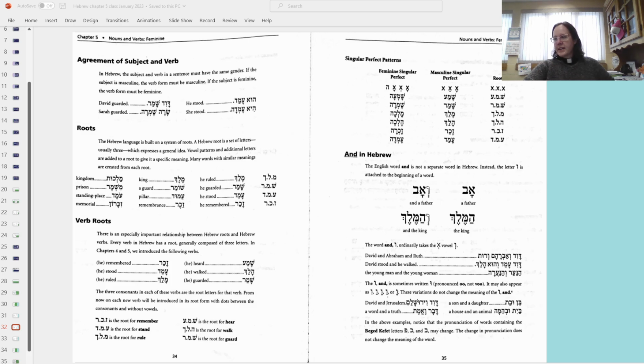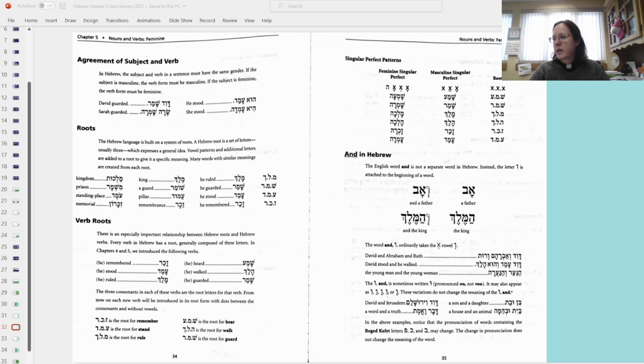So after that, it goes to talking about and in Hebrew. In English the word and is a separate word, but in Hebrew it's not. It's kind of added on. It's attached to the word. So they give an example of av, and then and a father, which is va'av. And we have hamelech and we have vahamelech, and the king. And the word and, va, with a vav ordinarily takes the shva underneath.